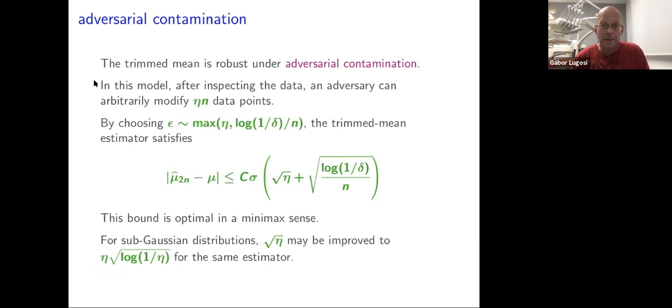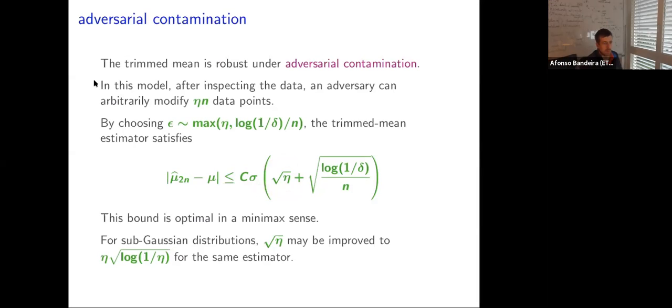And as I said, the trim mean just works. We don't have to do anything, and the analysis is also simple. The median of means is not robust under adversarial contamination, not to this optimal level. So in this sense, trim mean is better.